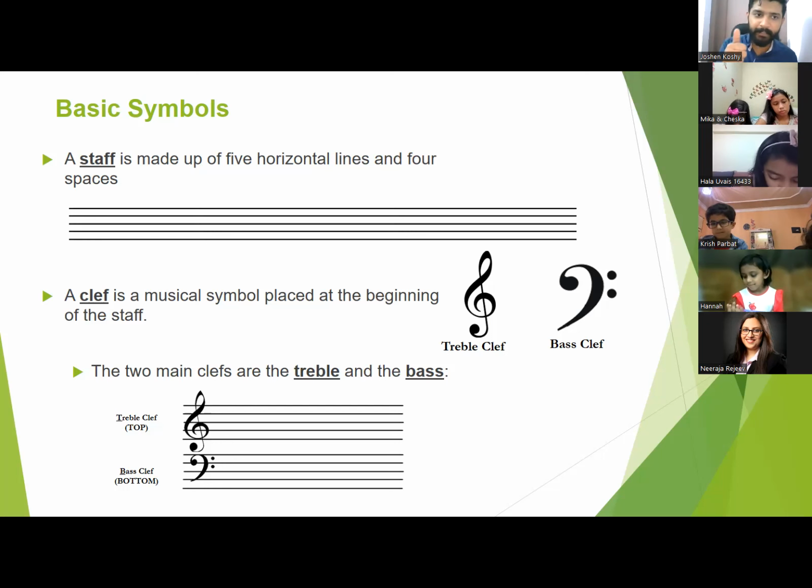You're clear with treble and bass? If you're clear, show me thumbs up. We'll go forward. I'll explain one more time. Treble for high notes, bass for low notes, and treble for right hand, bass for left hand. You're clear? All good? Let's go forward.